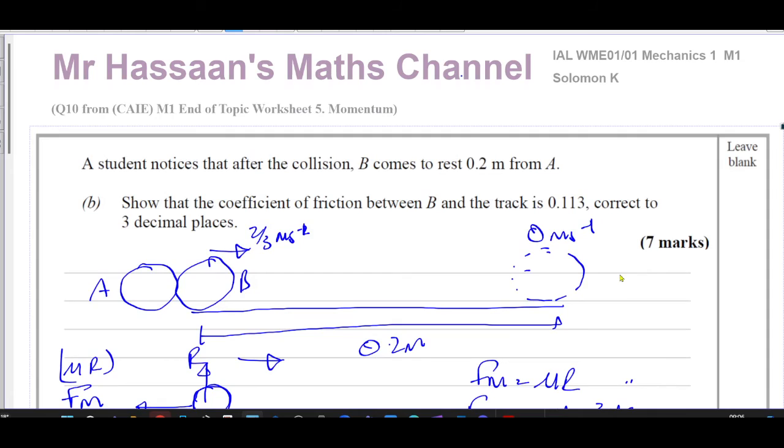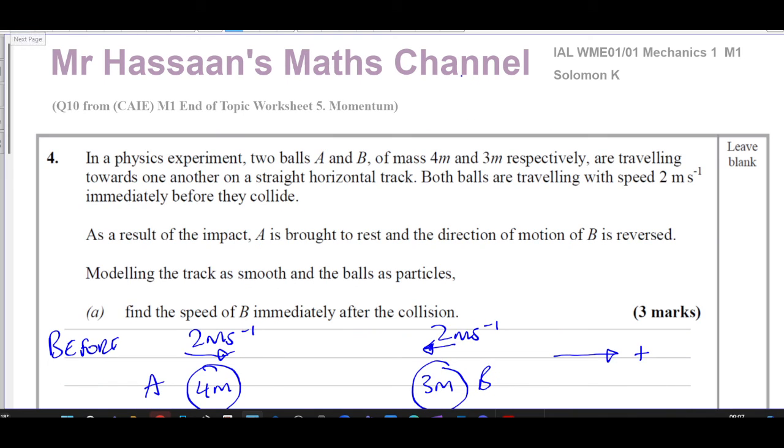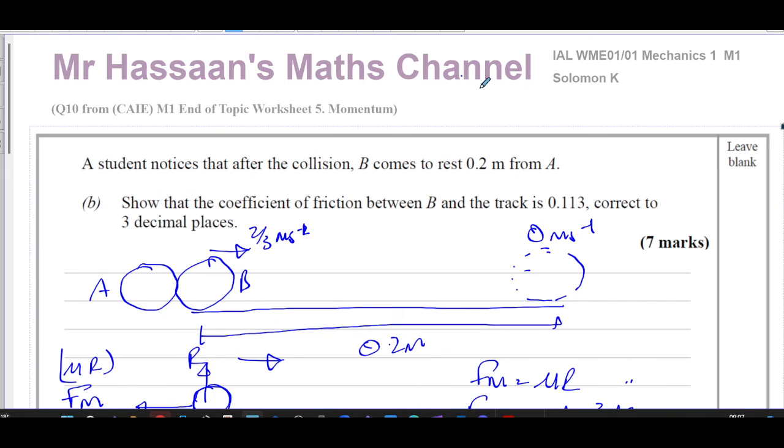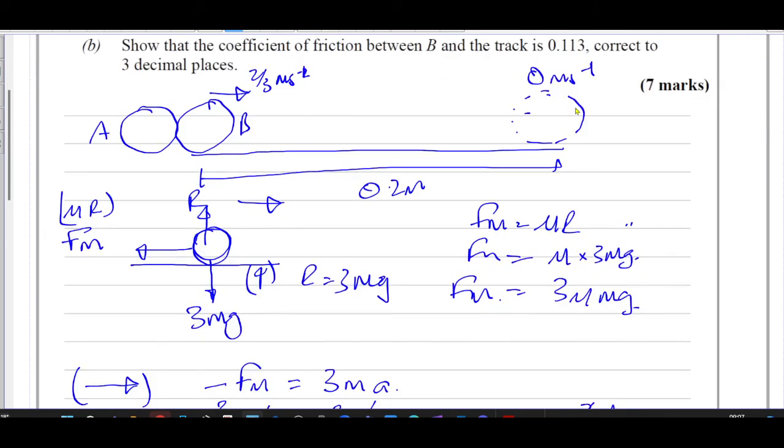Okay, so that completes this question. Question number 10 from the end of topic worksheet on momentum, from my Cambridge M1 collection. And it's question number 4 from the Solomon K collection of Edexcel Mechanics M1 papers.